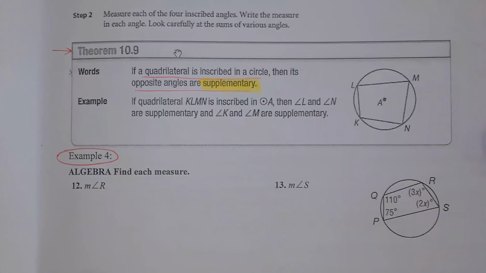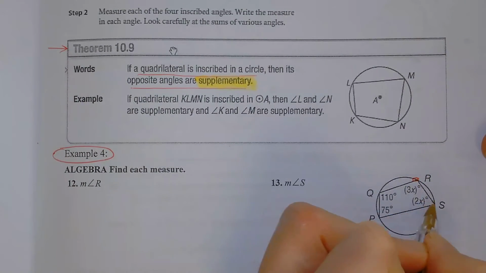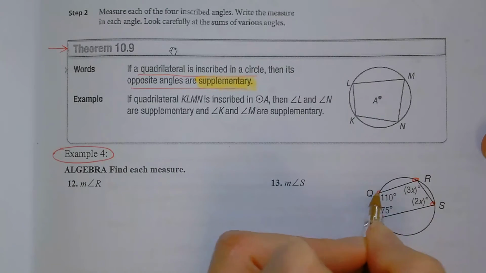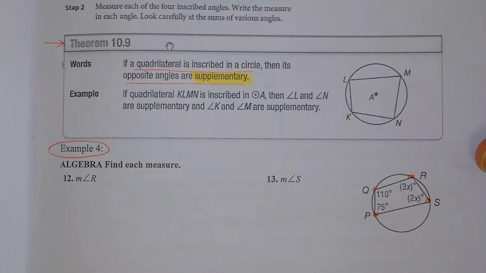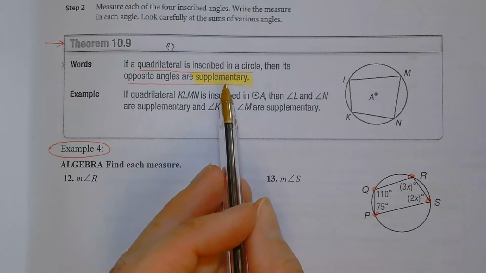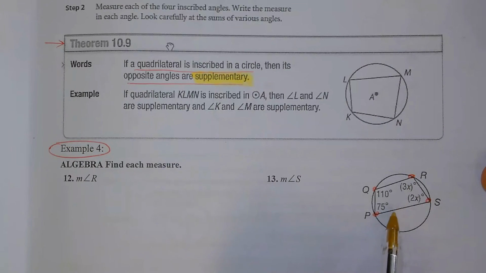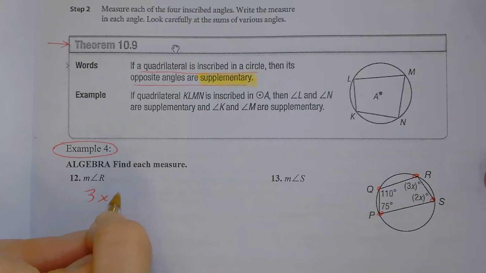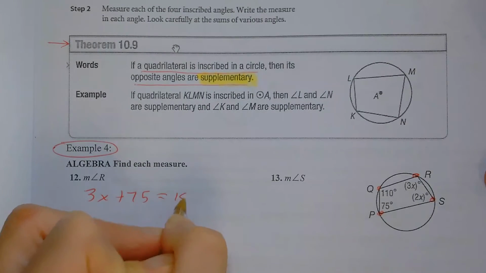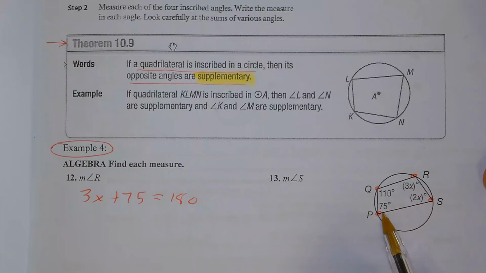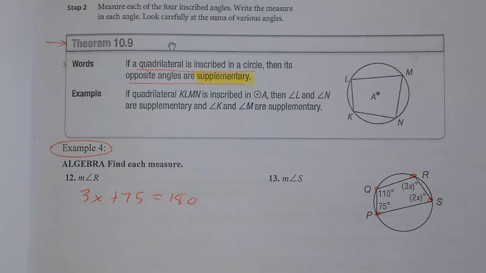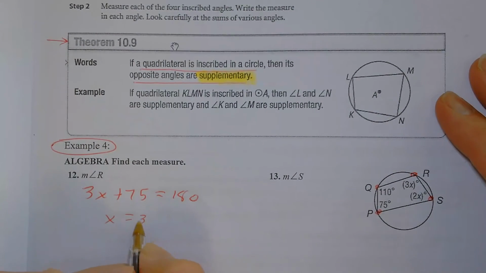We're just going to look at 12 and 13. This is a quadrilateral inscribed in a circle, and notice it's inscribed because all the points are on the circle. Opposite angles are supplementary. So I'm going to first find angle R. Angle R is 3x, and I know 3x plus 75 has to equal 180. How do I know that? Because in this theorem, we said opposite angles are supplementary. When I solve that, I'm going to end up getting x equals 35.